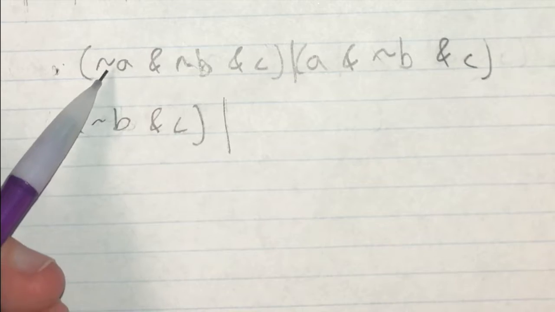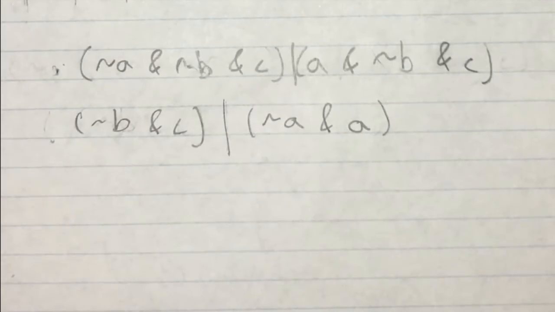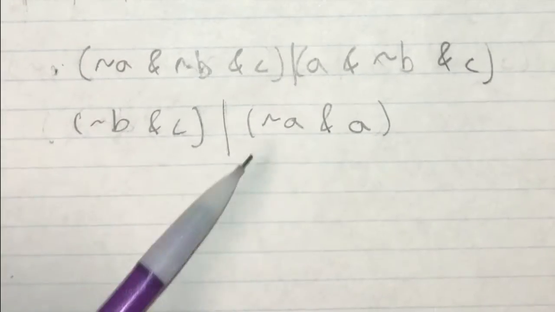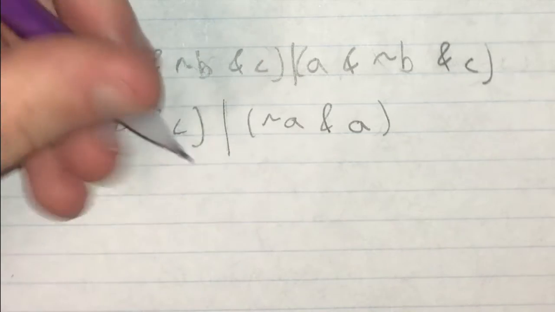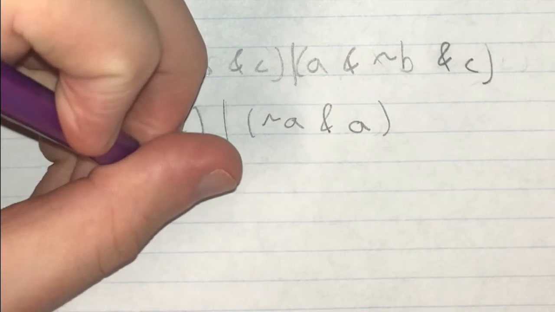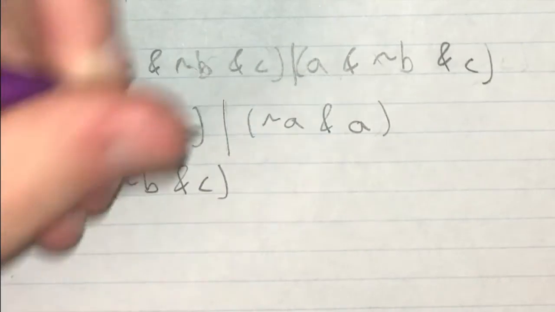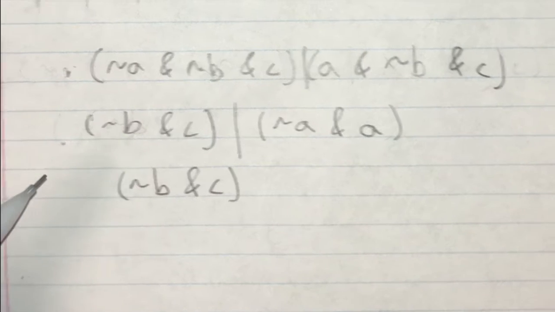and now we're going to put the remaining A's together. So we have not A and A. So now we have a not A and A. This expression will always be false. So now we have not B and C, and this is our final Boolean expression for this truth table.